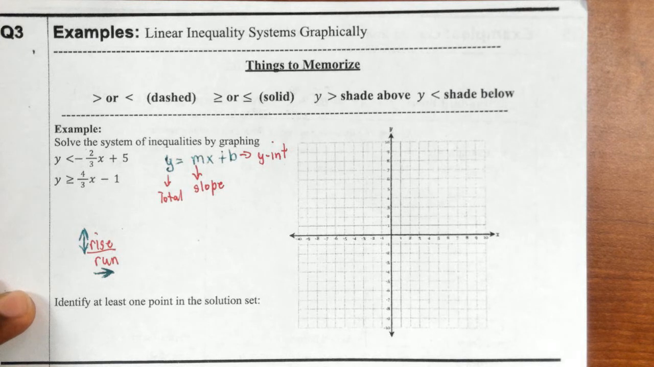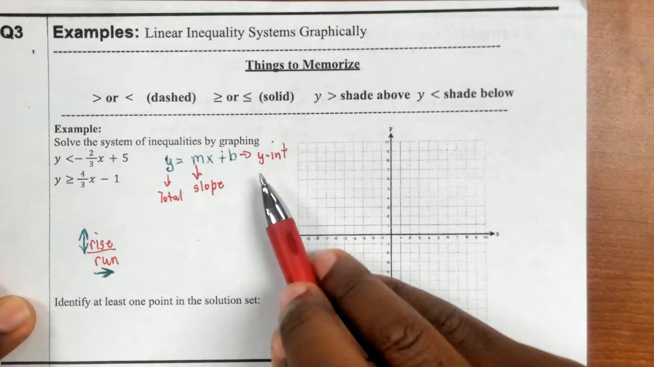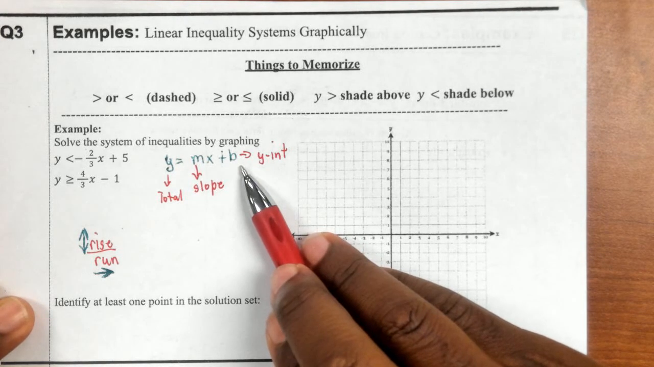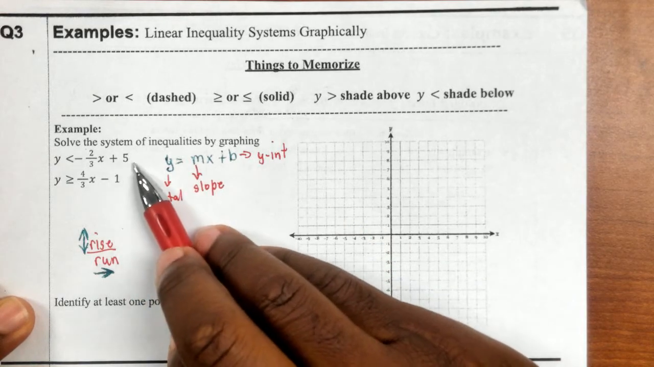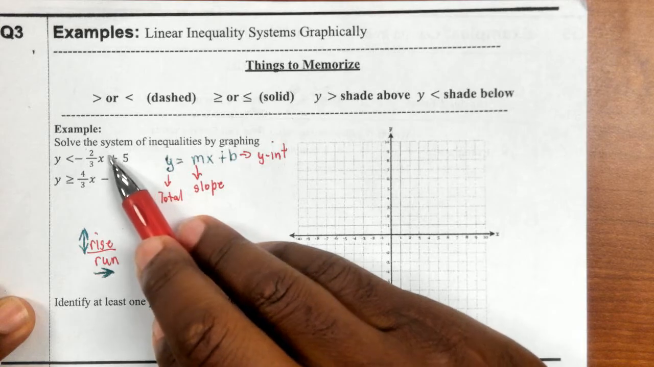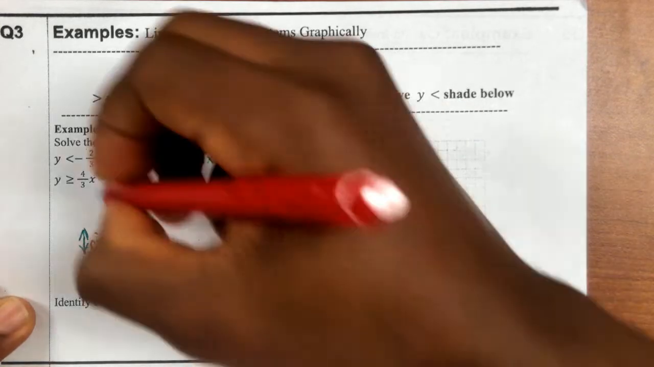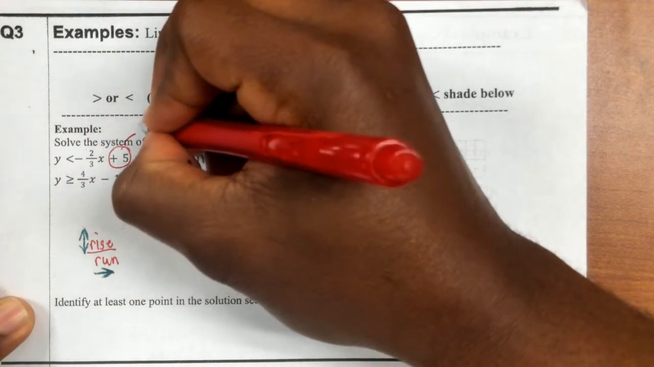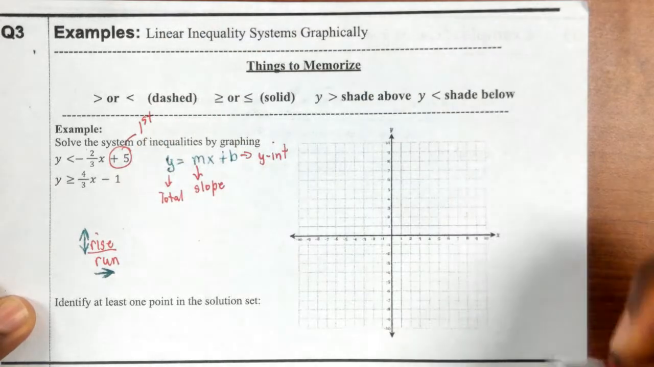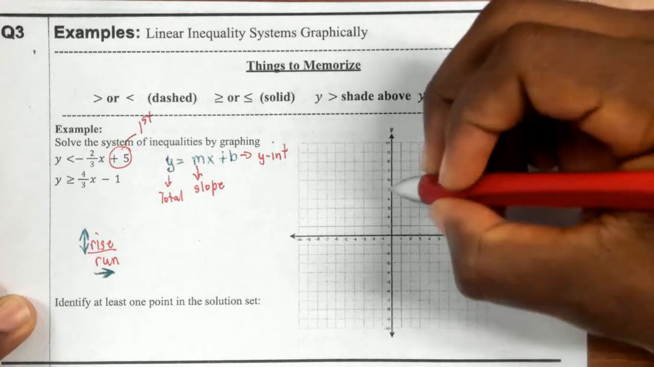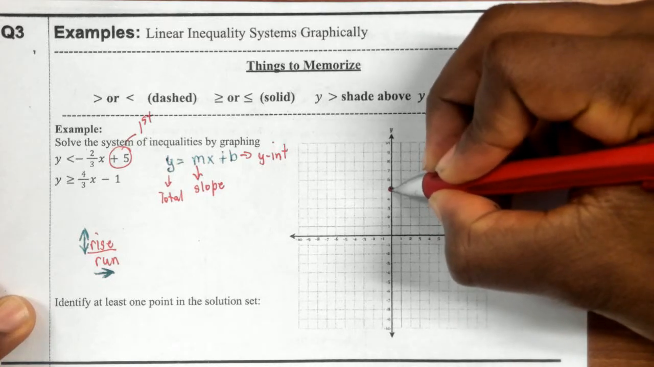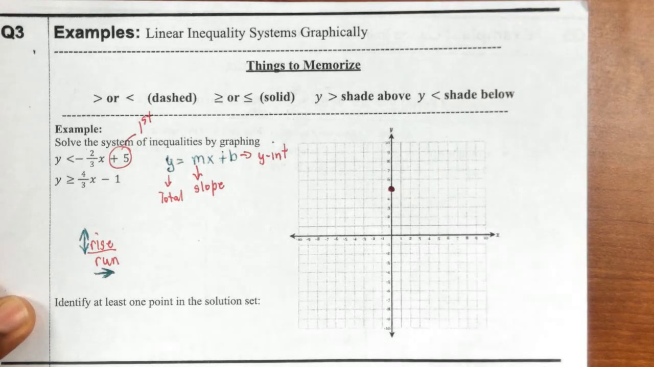When graphing this, the first thing you're going to do is graph your y-intercept. I need to look for what the y-intercept would be for this equation, which would be this positive 5. So I graph this first. I look for a positive 5 on the y-axis. Positive 5 would be right here, so I'll put a dot at positive 5.